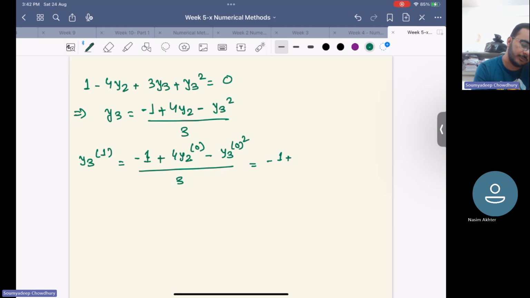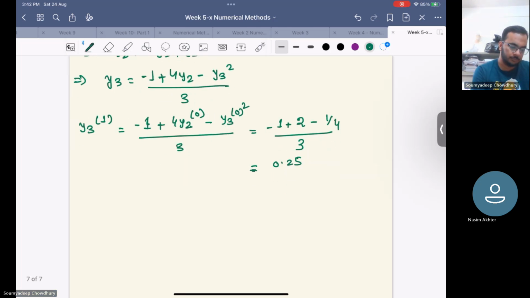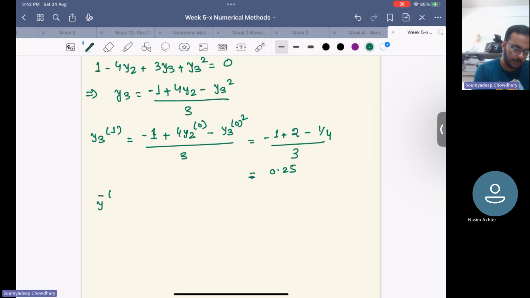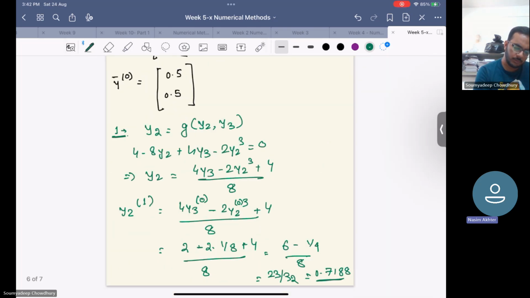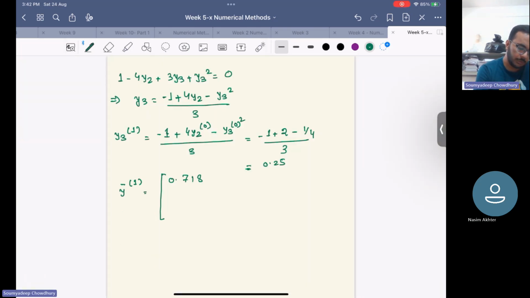So it is minus 1 plus 4 into 0.5 is 2. y3 of 0 square is 1 by 4. So it is 2 minus 1, 1 3 by 4. It is 0.25, I think. Is it? It's 0.25, right? Just a minute, checking. So y bar at the first step is 0.7188 and 0.25.